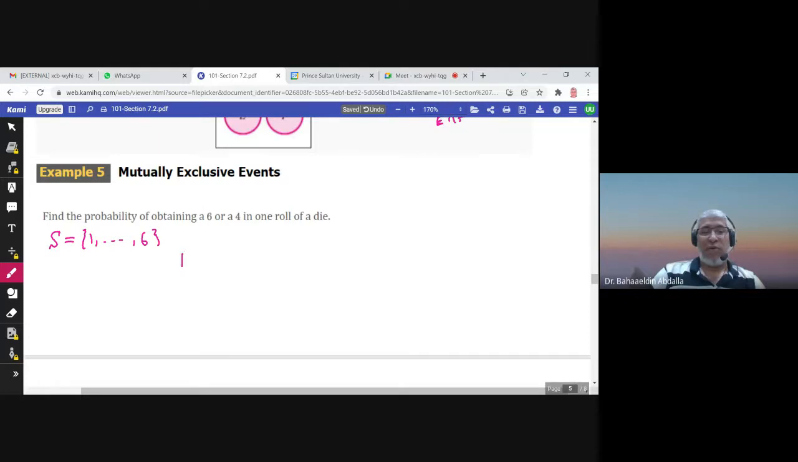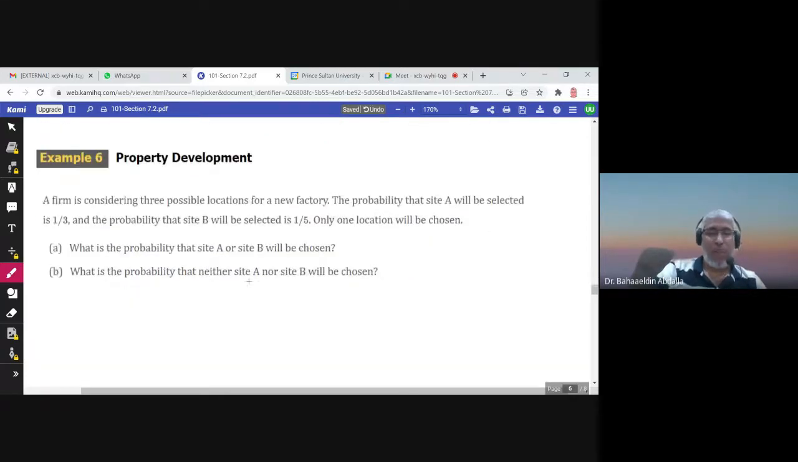So what is the probability of obtaining 6 or 4? It would be probability of 6 plus probability of 4 because 6 and 4 are mutually exclusive. Probability of each number is 1 over 6. So the probability would be 2 over 6 or 1 over 3.